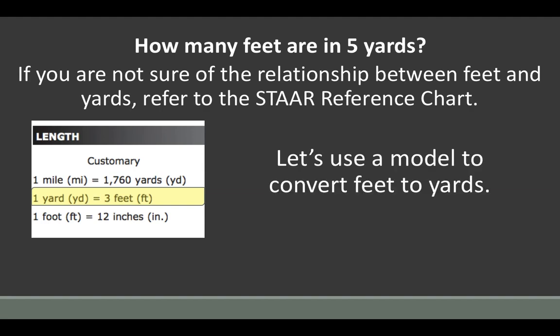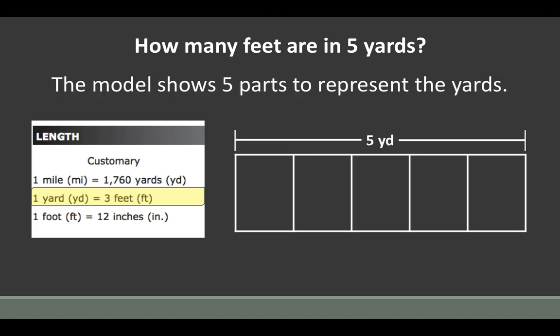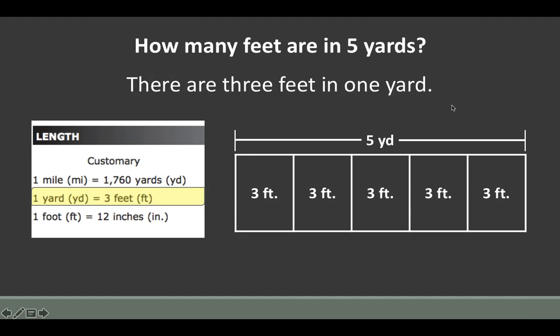Now, let's use a model to convert feet to yards. The model shows 5 parts to represent the 5 yards. So if you notice, just like we do in class, our total bar is on top, so our total is 5 yards, and then our parts bar is split into 5 pieces. There are 3 feet in 1 yard. 1 yard equals 3 feet, so we've put in 3 feet for every single box.